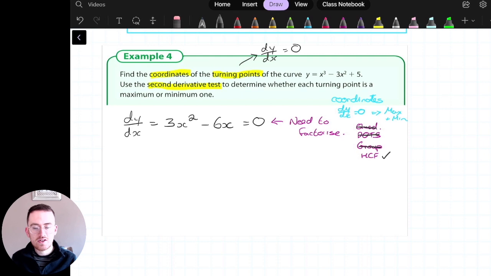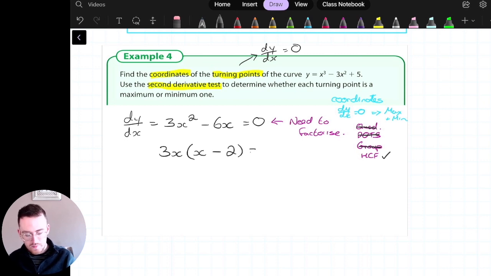So we need to factorize the highest common factor that they have. We're looking for the biggest thing that divides into both terms, and that's going to be 3x. For the 3x squared, that'll leave me with an x, and for the 6x, that'll leave me with a 2. Once I get to this point, I have two factors. The first factor is 3x. The second factor is this x minus 2.